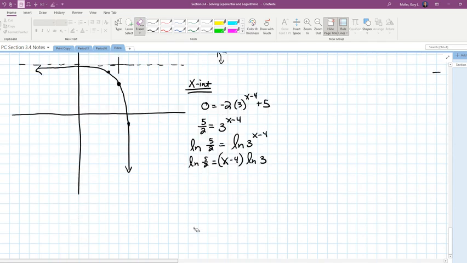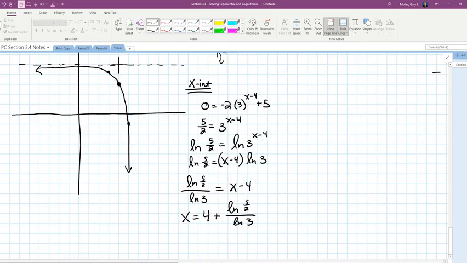Oop, jumped on me. So that's going to give me the natural log of 5 halves divided by the natural log of 3 equals x minus 4, or x equals 4 plus natural log of 5 halves over the natural log of 3. And I'm going to grab my calculator. And I hope the answer is somewhere in the neighborhood of 1, 2, 3, 4, very close to 5. Let's find out.